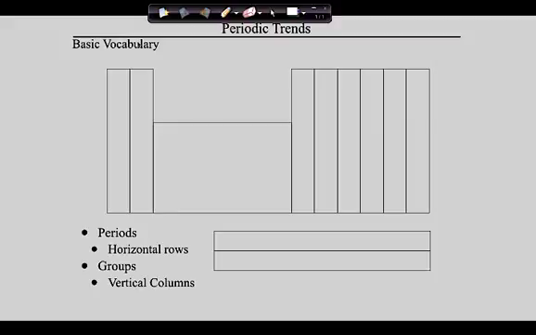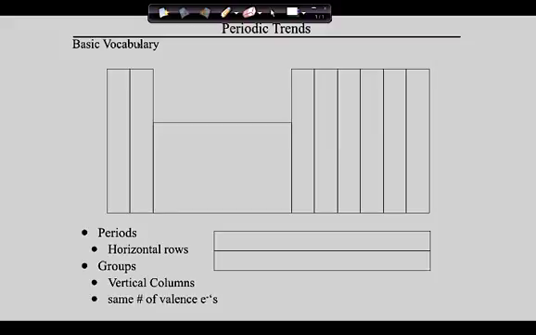This is a tricky question. I'll bet you'll get it though. Guys, if the periods are the horizontal rows, and there are 7 of them, they're the energy levels, now that we're thinking about vertical groups, what do all the elements in a group have in common? What do all the elements in a group have in common, Maddie? Bingo, same number of valence electrons.